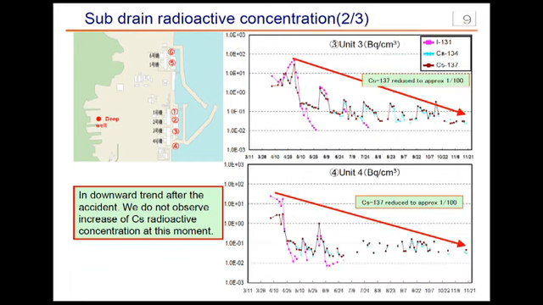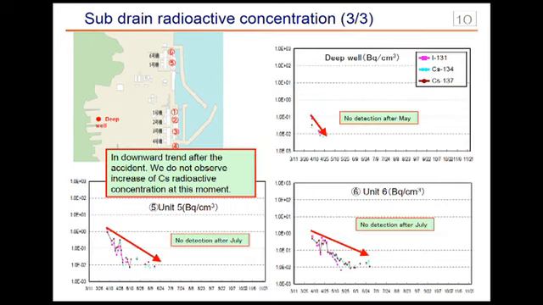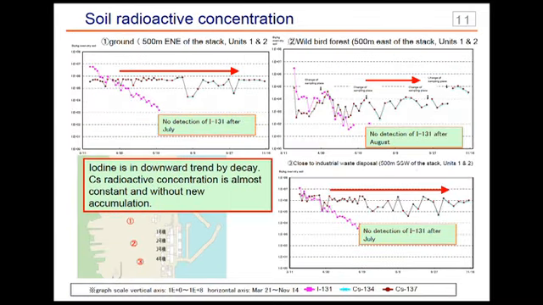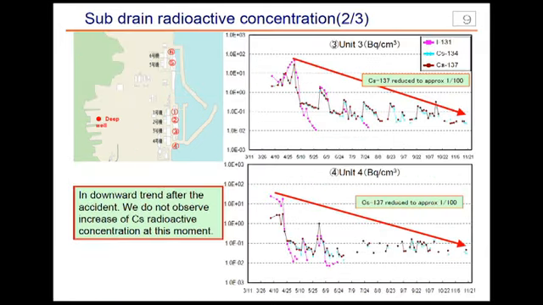Next, from page 9, this is an analysis of the subdrain and underground water at the turbine side of the building. Units 1 and 2 are on page 9. Units 3 and 4 are on page 10. Unit 5, 6, and the deep well at the west side of the power station are on page 11.